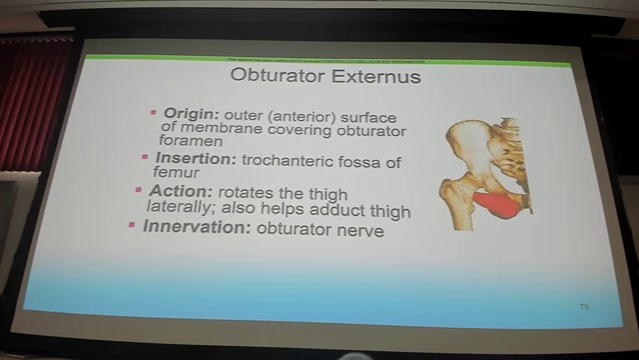Then our last one here, obturator externus. Externus is on the anterior side of the obturator foramen here.